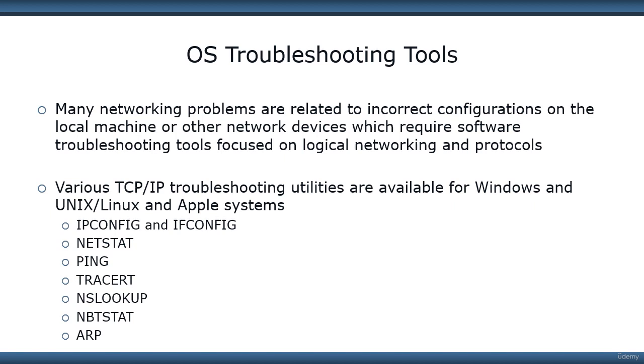NSLOOKUP is a DNS name resolution tool. NBTSTAT is the corresponding NetBIOS name resolution tool. That one's not used that often anymore. ARP is to look at your ARP cache. We've got other commands that are used to view the configuration on a router or switch. And then we've got some other tools that I didn't include in here, but we're going to take a look at in a demonstration.